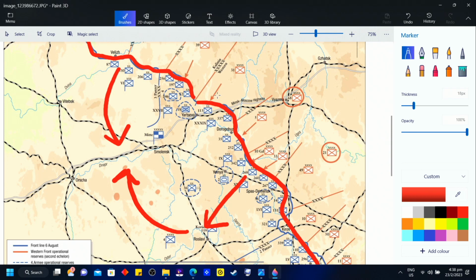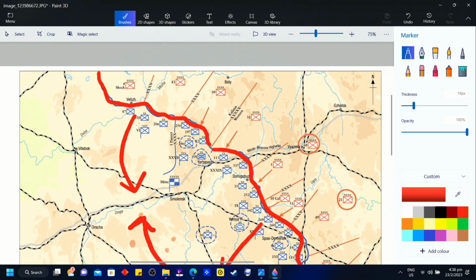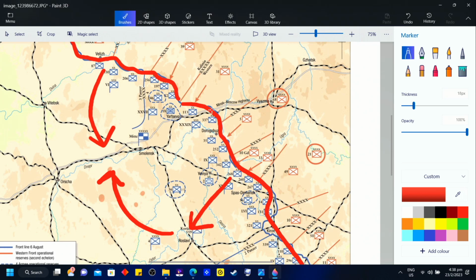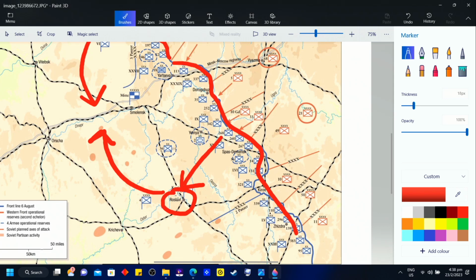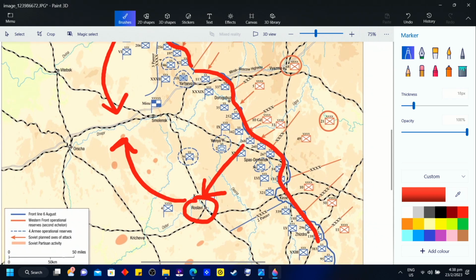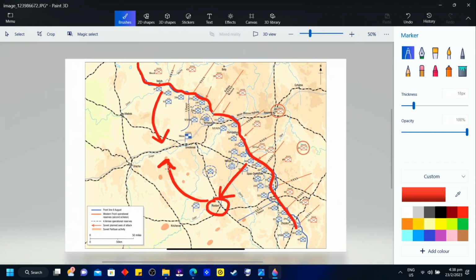The Western Front is this one, and the Kalinin Front is this one. The Kalinin Front will attack in the north, while the Western Front will attack in the center around here. The goal of the Western Front is to attack the German defense here and capture this sector. Then after that, this one will go for the encirclement of Smolensk, pivoting north. So you can see they are planning a very large pincer movement.